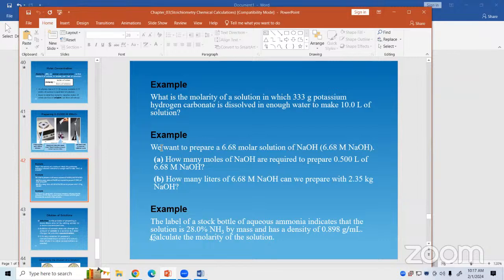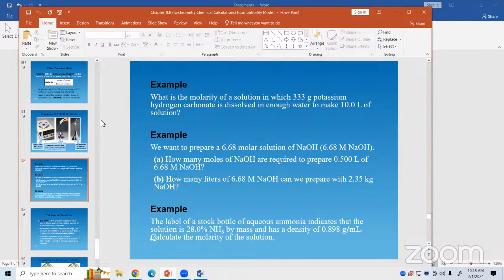The next example says we want to prepare 6.68 molar solution of sodium hydroxide. The A part is asking how many moles of sodium hydroxide are required to prepare 0.500 liter of 6.68 M sodium hydroxide. So this one is a situation where you're trying to prepare a solution. The B part says how many liters of 6.68 M can we prepare with 2.35 kilograms of sodium hydroxide. Okay, so let's focus on the A part first.